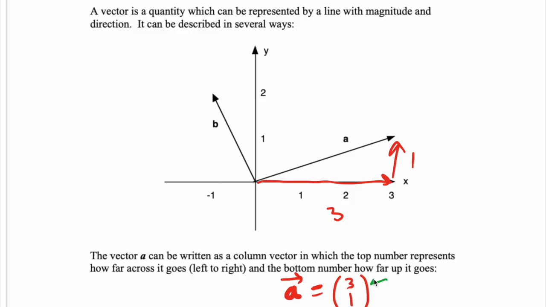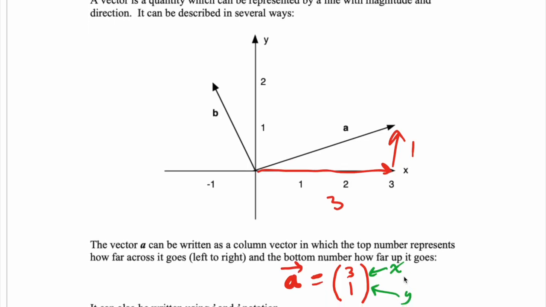The top number indicates the direction in the horizontal direction, or the direction with the x-axis. And the bottom one is y-axis, so that might be a little bit backwards for some people. For B, this is -1 and up 2, I guess, right? So again, that's the x direction and the y direction. Okay.